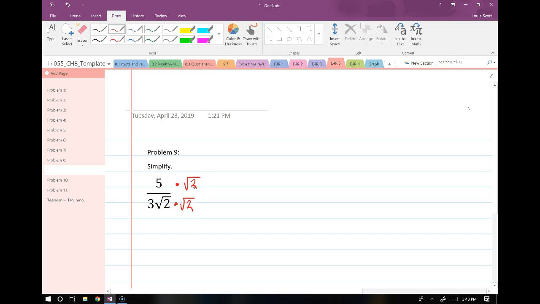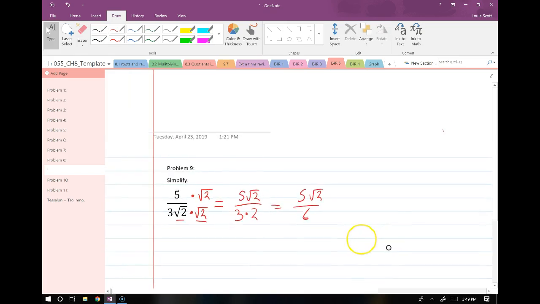Darn it. We'll assume that you guys would have just nailed that one. Is it 5 times square root 2 over 6? Yes. All right, after we multiply top and bottom by the radical part of the denominator, we just combine it. So we have 5 roots 2 over 3 times root 2 times root 2. That just equals 2, and so this gives us 5 roots 2 over 6. Now that there's no more radical in the denominator, this is considered simplified.